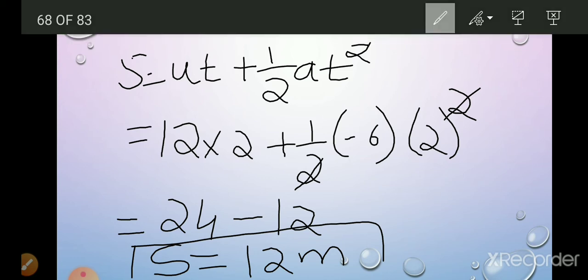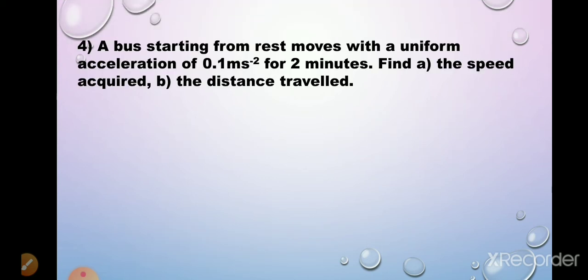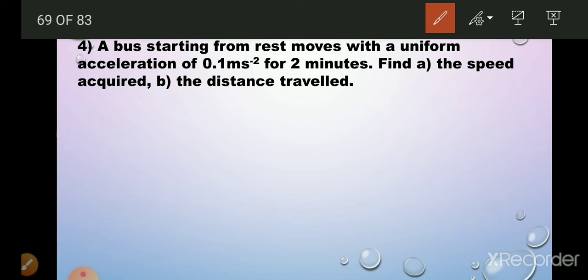Okay. So let us move on to the next problem. A bus starting from rest moves with a uniform acceleration of 0.1 meter per second square for 2 minutes. Find the speed acquired and the distance travelled. So let us write what is given here. A bus is starting from rest, it is told. So u is equal to 0.